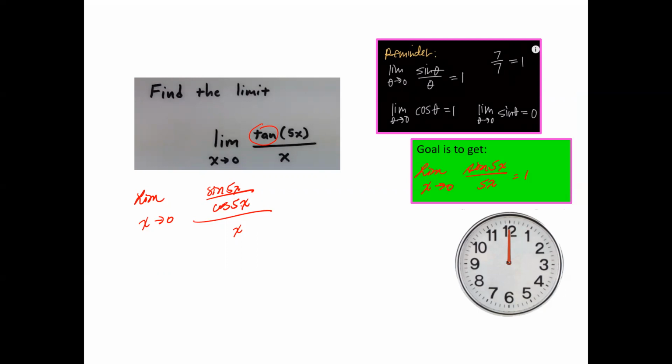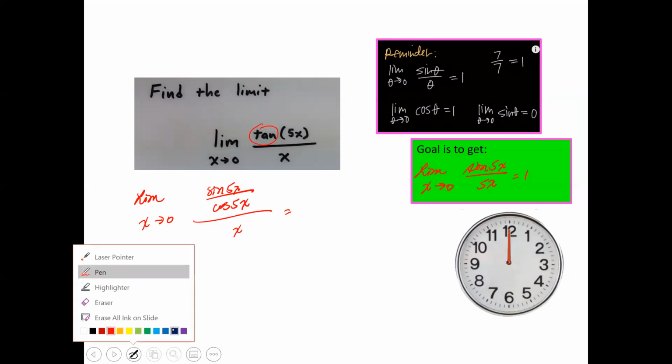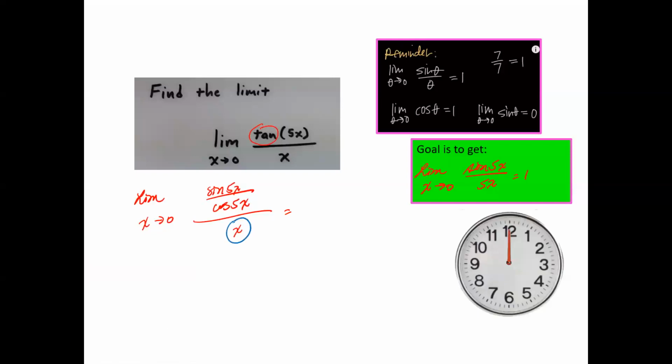So then how do I go about making that happen? Well, remember, one of the strategies is that you don't want to have a fraction on top of a fraction. So let's see if I can maybe get rid of this part right here by rewriting this. So I have sine 5x over cosine 5x divided by x, but then it's the same thing as times 1 over x.